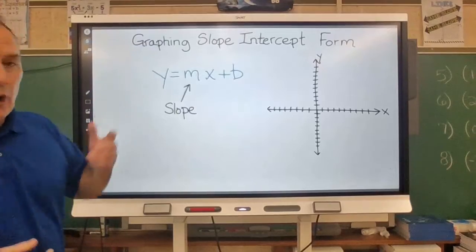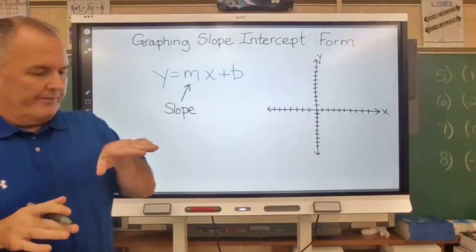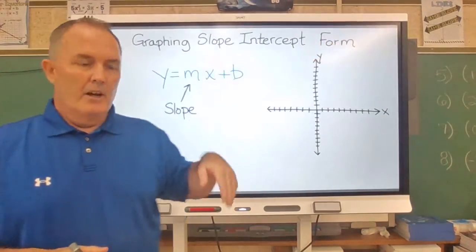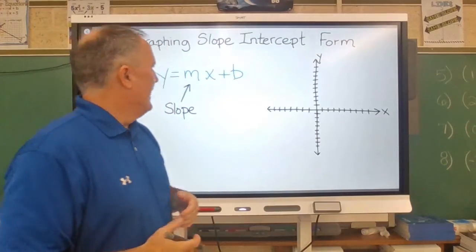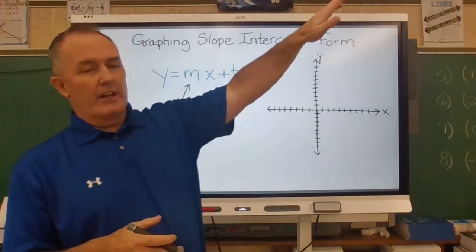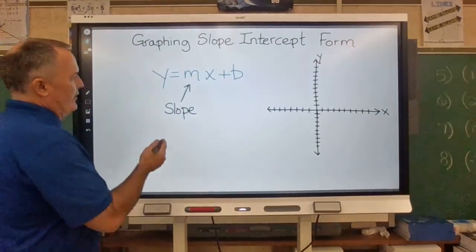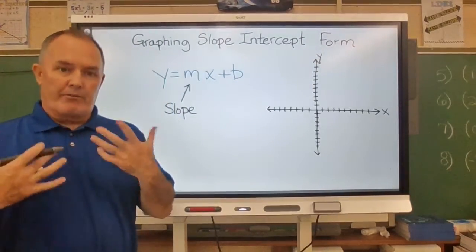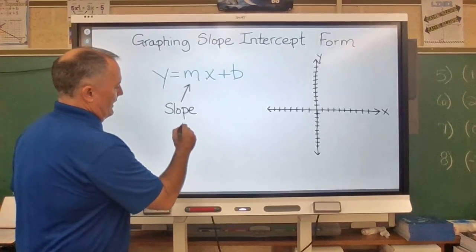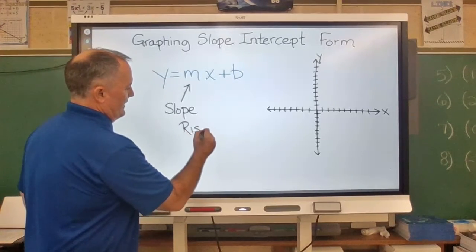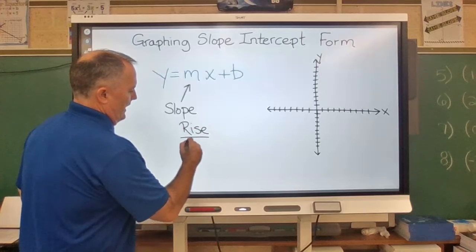All right, so that slope is going to tell us whether the line's going to go up or go down. If it's positive, it's going to have a line going up. If it's negative, it's going to have a line going down. And most times it's in the form of a fraction. So we like to talk about slope having a rise and a run.